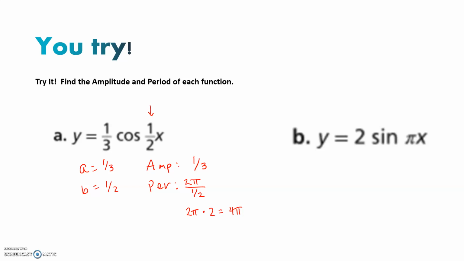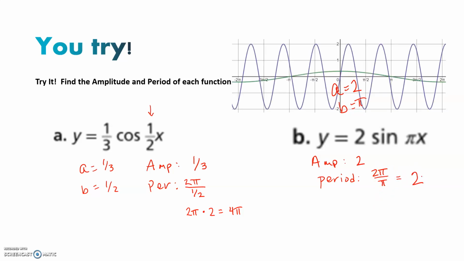It's a stretch vertically. And then for B, the amplitude is going to be 2 because that's A. And B for this one is pi. So the period is going to be 2 pi divided by pi. So our period would be 2.